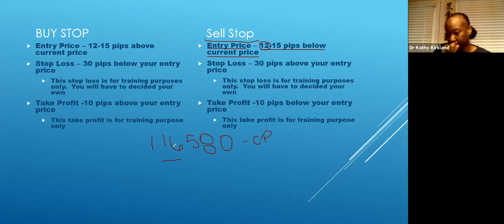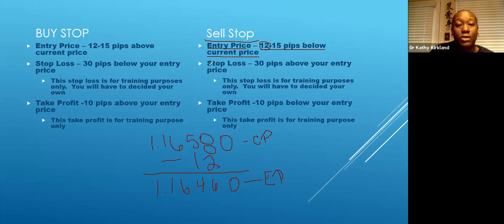So now you're going to subtract 12. I'm just using 12 for training purposes only. You can use any number there. You're going to subtract 12. You're going to bring down your 0. 8 minus 2 is going to give us 6. And 5 minus 1 gives us 4. Then we bring down the 6, the 1.1. So now we have an entry price of 1.16460.